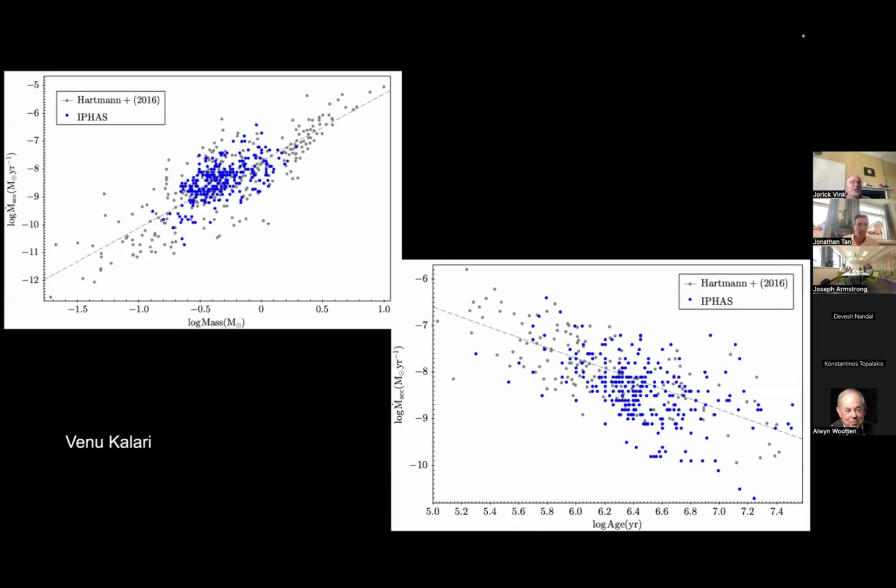But basically, we continued this work with Venu, and he showed also IFAS mass accretion rates compared to spectroscopic results from the Hartmann review, and basically they fall right on it. So the mass accretion rate versus mass relation, and also the mass accretion rate versus age relation from viscous disk evolution, are basically reproduced.